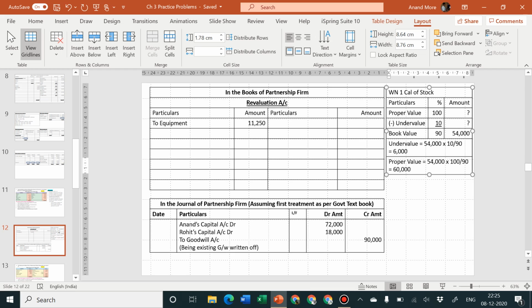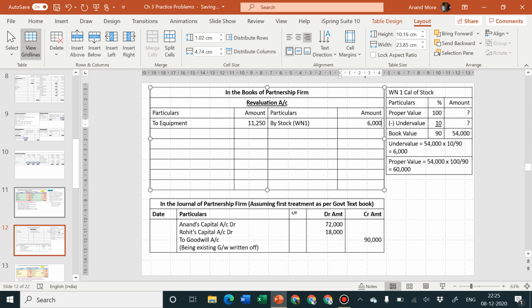So 6,000 is the increase in the amount of stock. Stock is an asset. Asset increasing is a profit. Profit should be credited to a nominal account. Revaluation account is a nominal account where we are going to credit it. We are going to call it by stock, working note number 1, and the amount is rupees 6,000. So the opening balance is already there of rupees 54,000, and after passing the entry of rupees 6,000, 54 will become 60. Is it clear to all of you? I hope everybody has understood it.